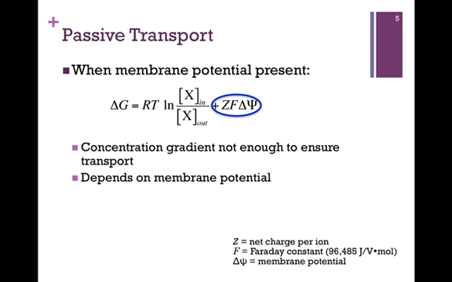So now our more complete mathematical expression tells us that the concentration gradient alone is not enough to ensure transport. It does depend on that membrane potential. In most cases, however, the concentration difference between outside and inside is so great that the membrane potential contribution will not necessarily reverse the direction of flow, although it can make it more or less favorable.